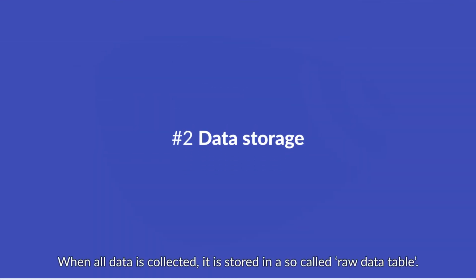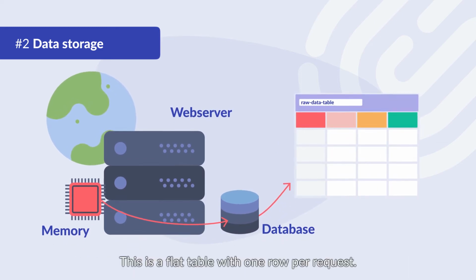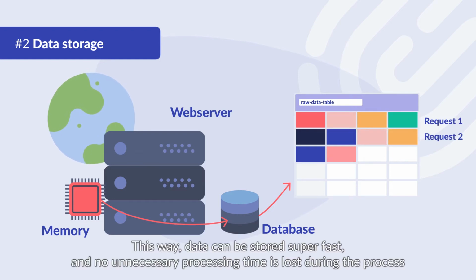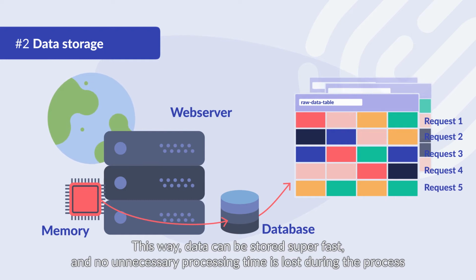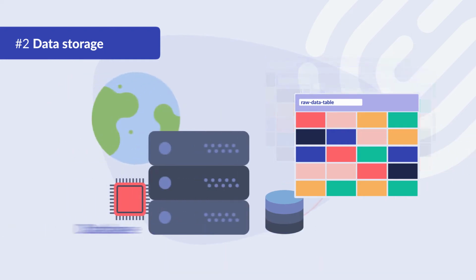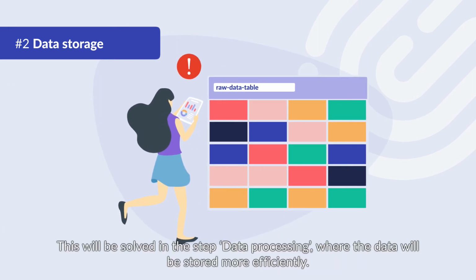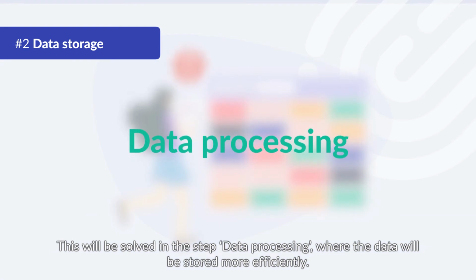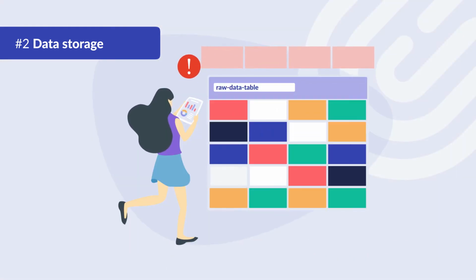When all data is collected, it's stored in a so-called raw data table. This is a flat table with 1 row per request. This way, data can be stored super fast and no unnecessary processing time is lost in the process of serving the content to the customer. However, a raw data table uses more space than needed. This will be solved in the step data processing, where the data will be stored more efficiently.